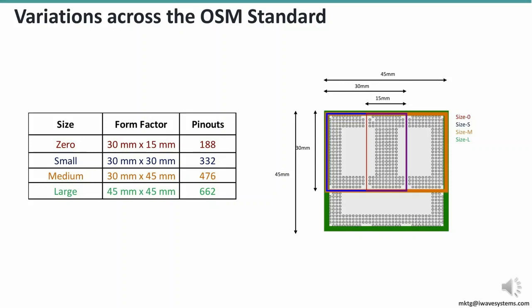It is very future versatile, so one can go all the way to 662 pins within just 45 mm into 45 mm, which is much smaller than the other standards available like Q7 or SMARC, and even beyond that, where you get COM Express Mini, and it's much smaller in terms of size.